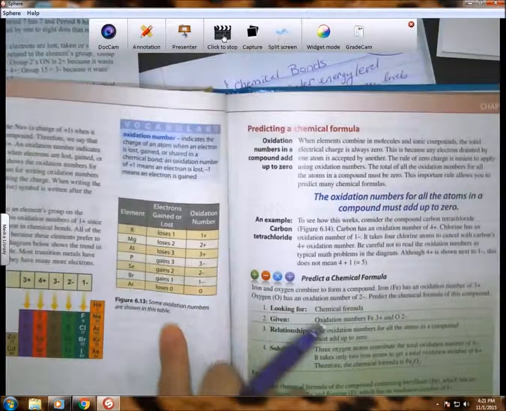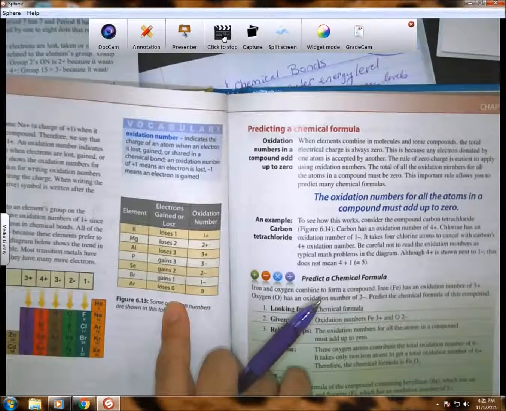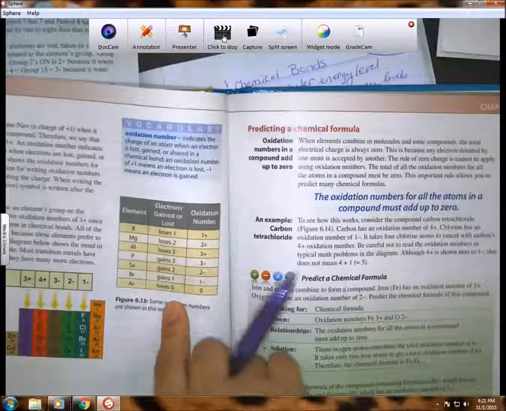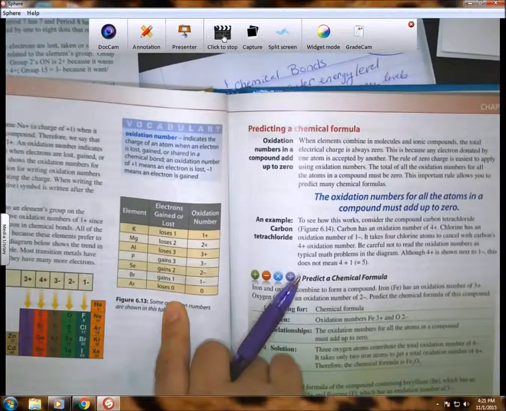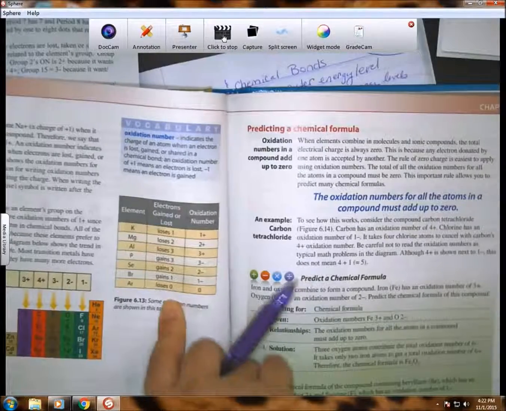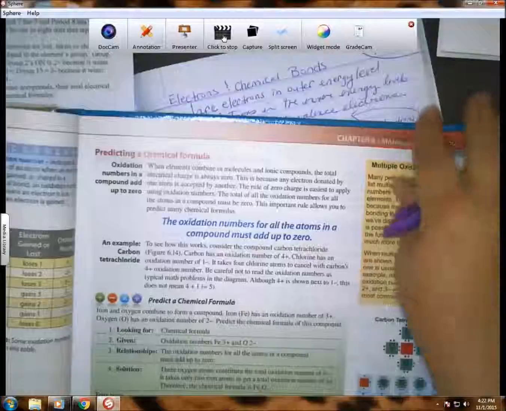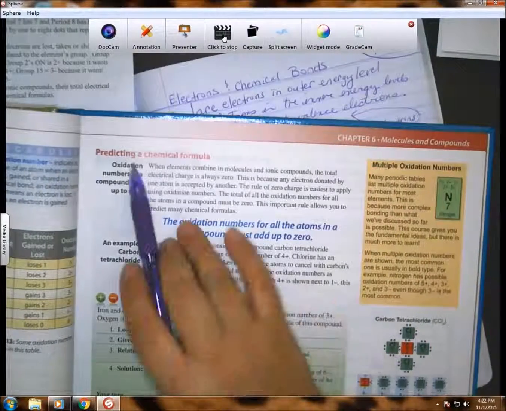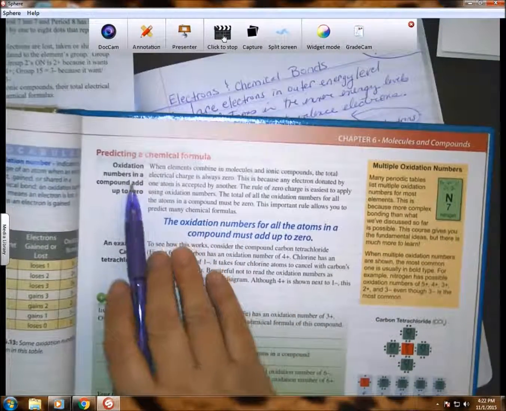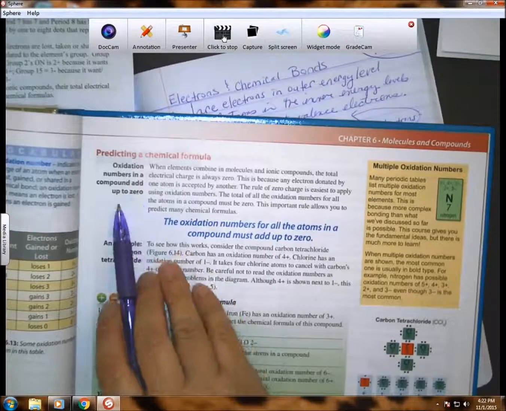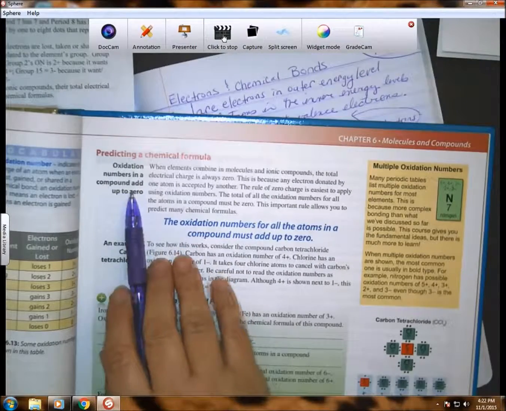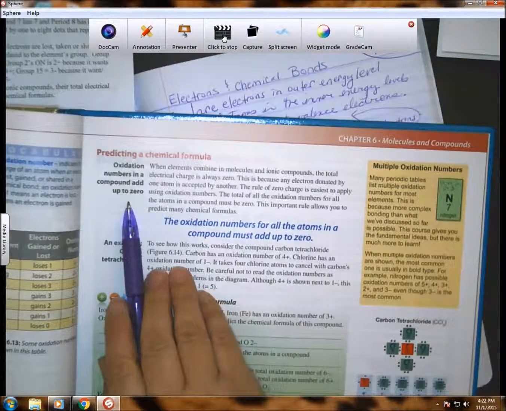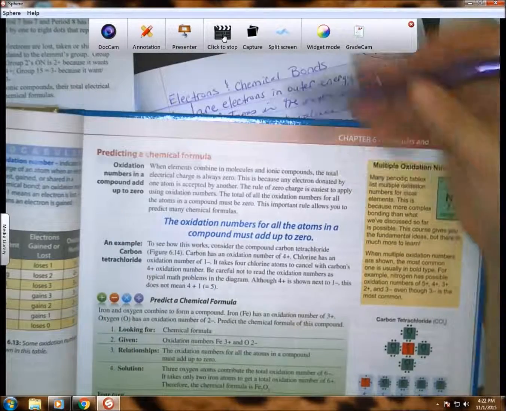It also has a little chart over here to make it easier. And on our periodic table that we have in class, it also has those sticky notes at the top with the oxidation numbers. That's what's up there if you guys didn't know. So let's move on to page 161. Let's get this homework done. Predicting a chemical formula. Oxidation numbers in a compound add up to 0. Oh, I think I got ahead of myself. That's probably what it's going to tell me now. So let's go ahead and read this.